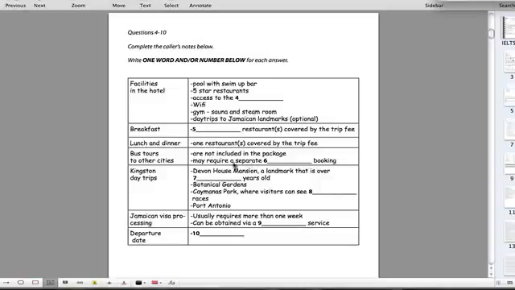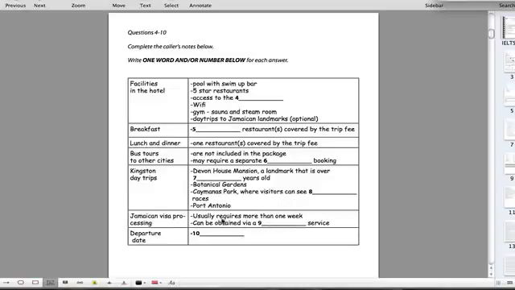A separate booking, let's see, bus tours to other cities. Listen for what this is. It could be a kind of bus or it could be a hotel. Devon House Mansion, years old. This will likely be a number. Kingston day trips. Cayman Park, we can see certain kinds of races. So let's listen to what kind of race that is.